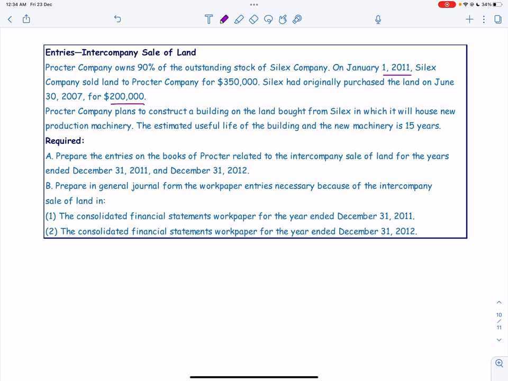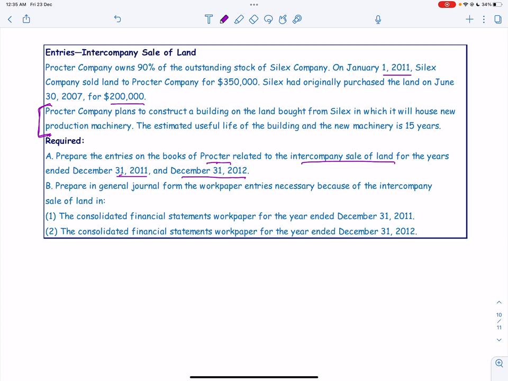Procter Company plans to construct a building on the land bought from Silex, in which it will house new production machinery. The estimated useful life of the building and the new machine is 15 years. So this is redundant information in this exercise. We are not going to use this. Prepare the entries on the books of Procter related to the intercompany sale of land for the years ended December 31, 2011 and December 31, 2012.